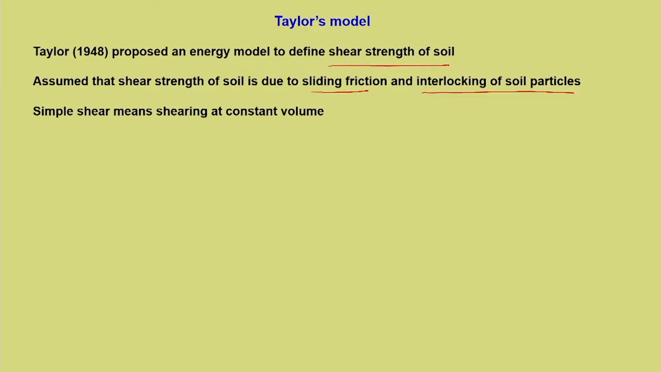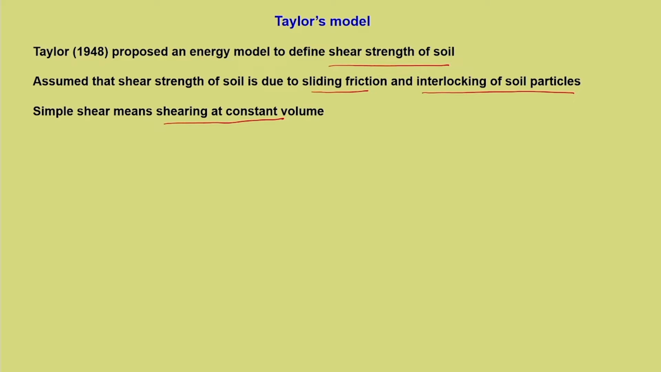So what has been done in Taylor's model is that it has split the two effects, whereas in Coulomb's model this was embedded in the friction angle itself. It was an additive component. Now simple shear means shearing at constant volume. So Taylor's model actually refers to simple shear. What do we mean by simple shear? Simple shear means shearing that happens at constant volume.